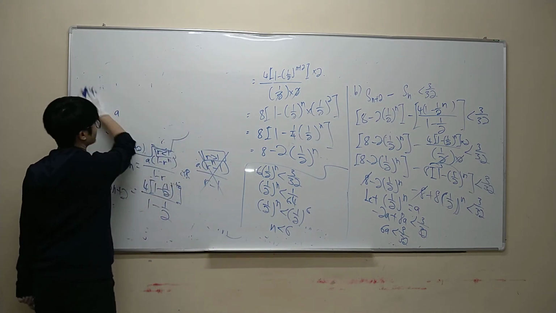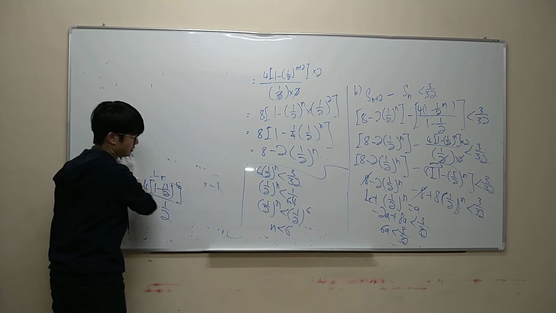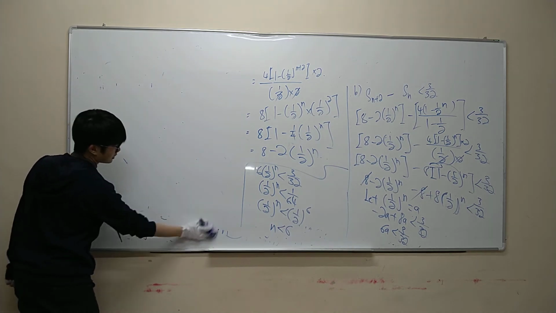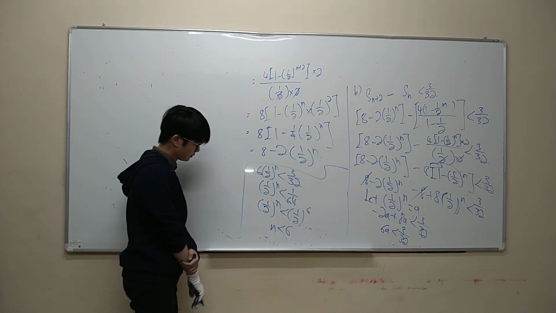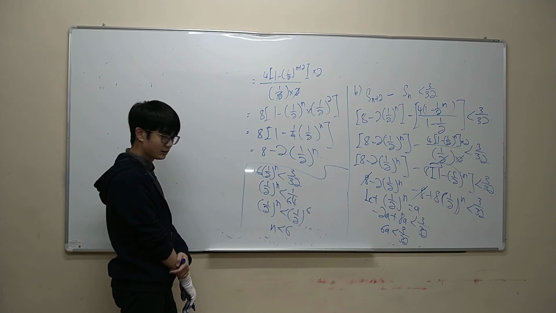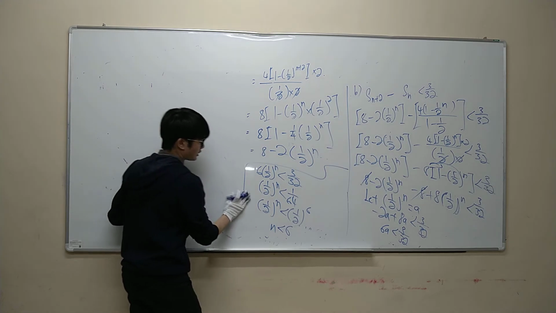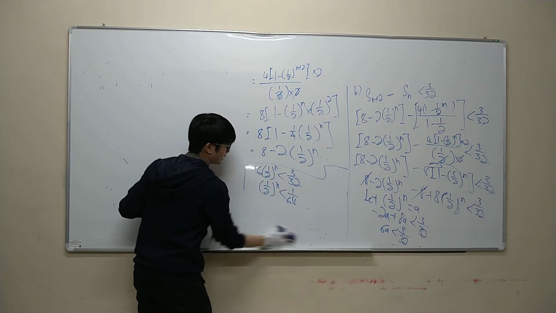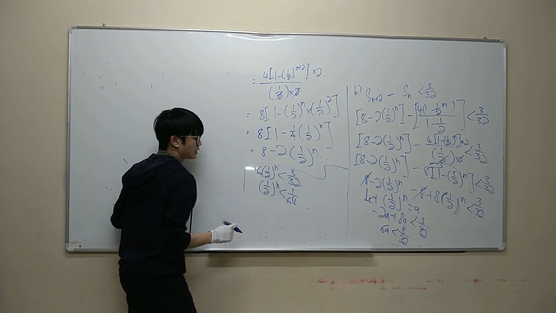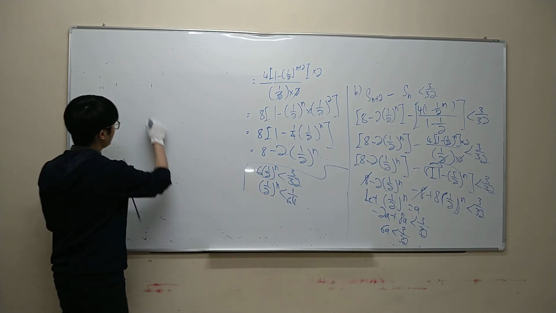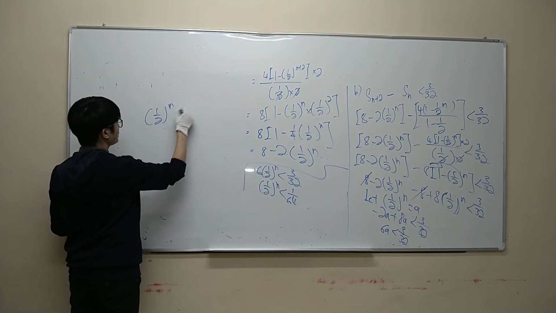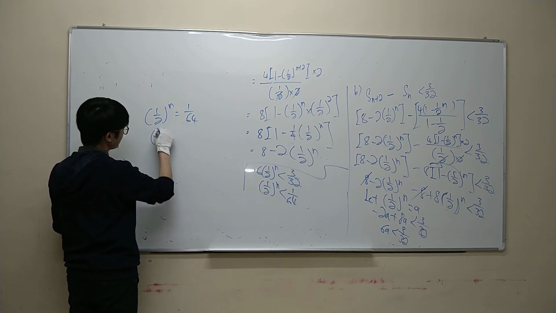Right? Betul ke? Salah? Okay, salah. Why salah? Okay, kalau dia inequality ya, kalau dia inequality, sebenarnya awak kena tambah log. Alright? If 1 over 2 power n equals to 1 over 64, then you can do this.